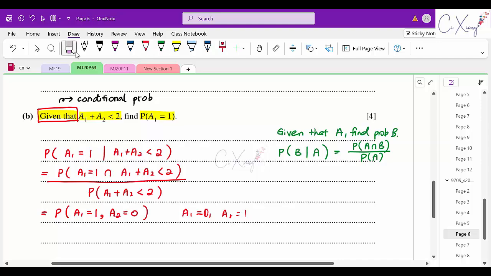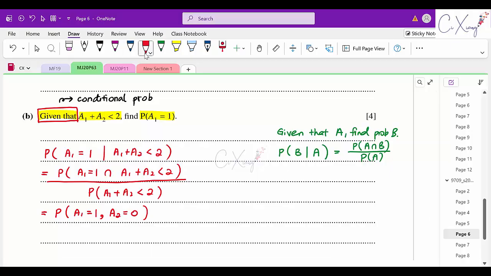So in short, to simplify the numerator according to the meaning here, we should have a1 equals to 1 and also a2 equals to 0. That's the only possible case. Then this is divided by the probability of a1 plus a2 smaller than 2.